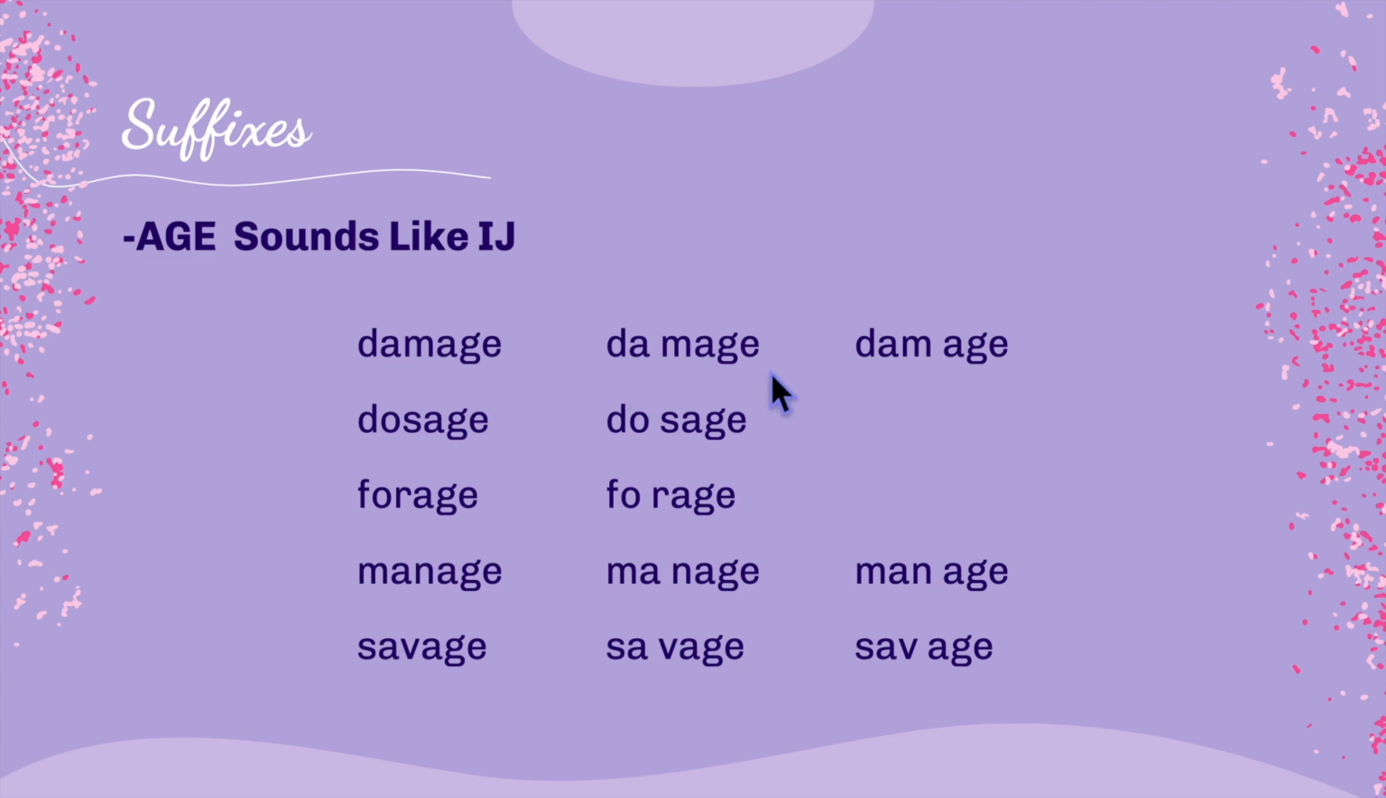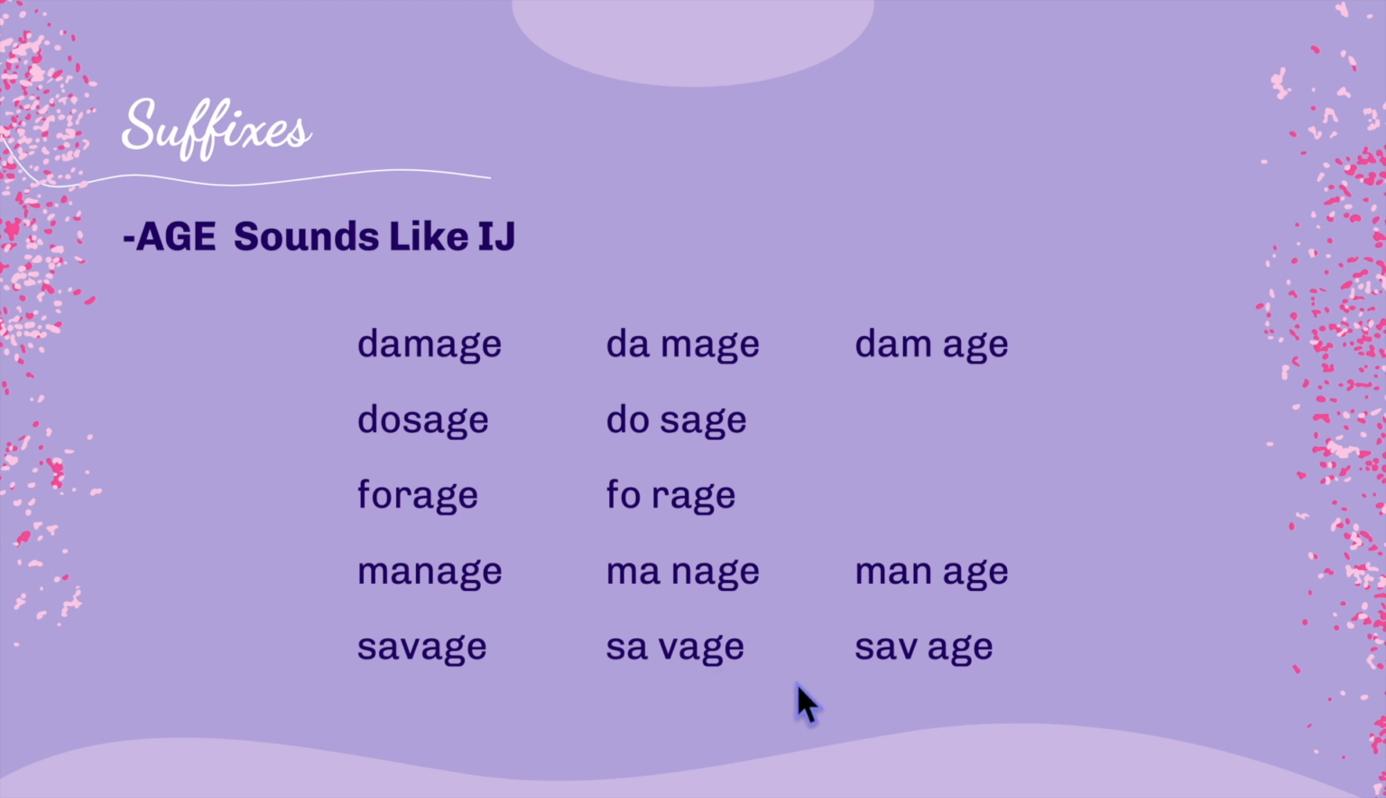Damage. That doesn't sound right, so let's switch from a long A to a short A. Damage. Divide after a vowel before a single consonant. Dosage. Here we divide after a vowel before a single consonant. Forage. The same with this word. Manage. That doesn't sound right, so we switch from a long A to a short A. Manage.